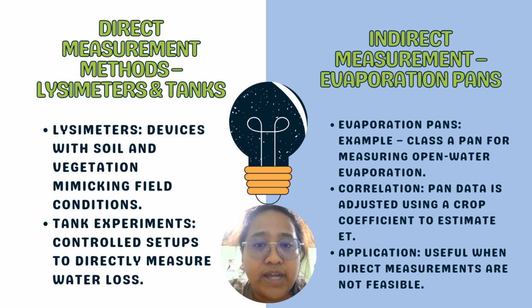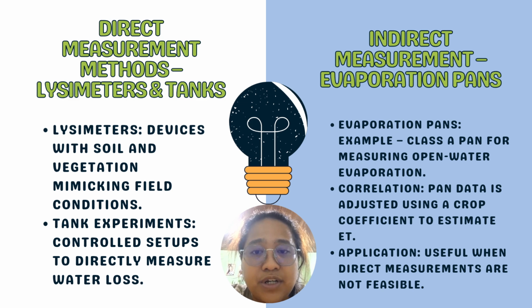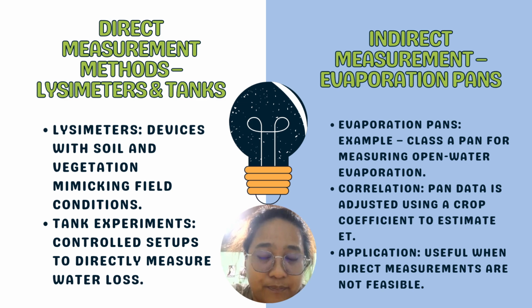So on the left side of the slide, we focus on direct measurement techniques. The lysimeters are containers filled with soil and vegetation that simulate field conditions, allowing us to precisely monitor changes in water content over time. Similarly, tank experiments capture water loss in a controlled environment, giving us direct data on evapotranspiration.